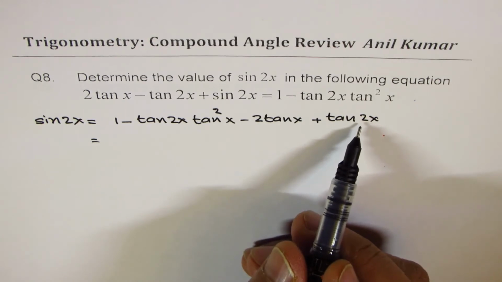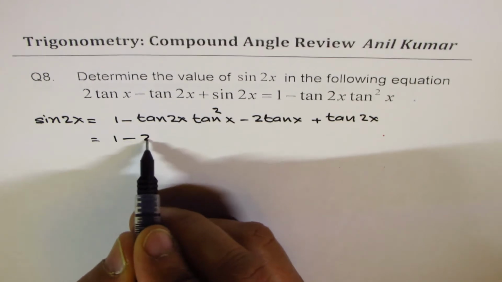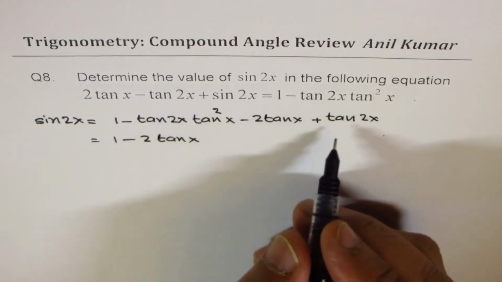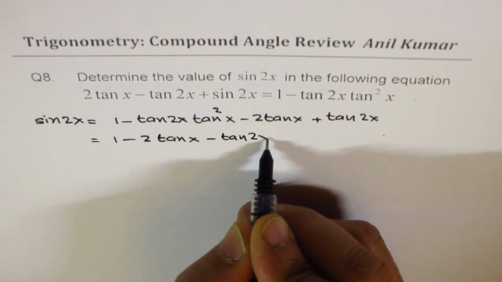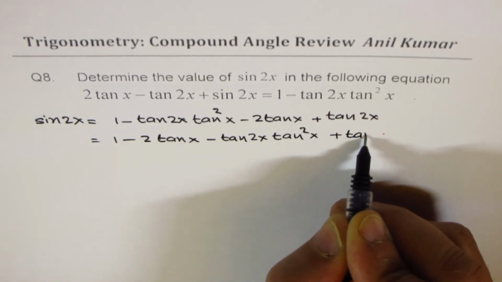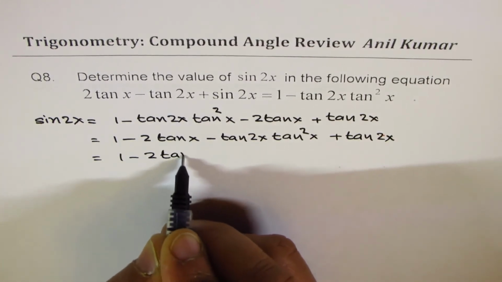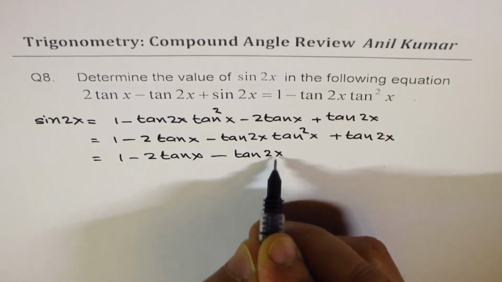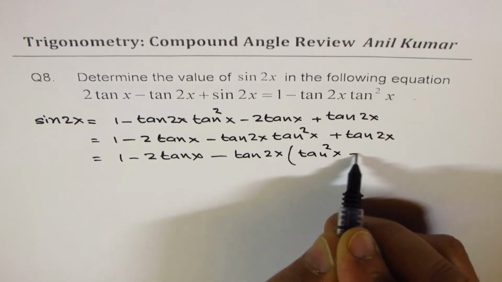Tan 2x can be written, well, we can combine these two. So let me write this as 1 minus 2 tan x. I'm just switching their position, right? And then we have minus tan 2x tan square x plus tan 2x. So we have 1 minus 2 tan x. We can take tan 2x common. That was the whole idea, to just switch them. So we have tan square x minus 1.